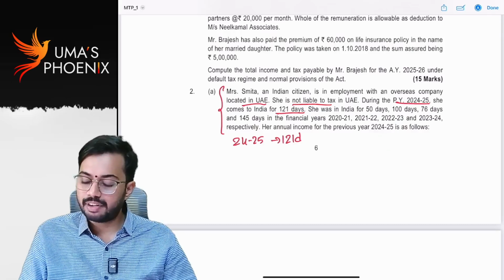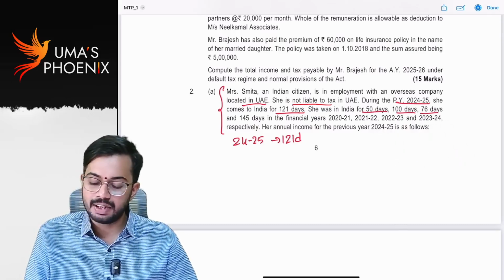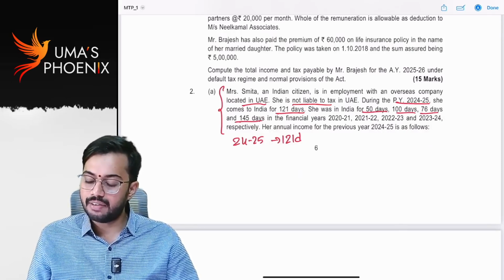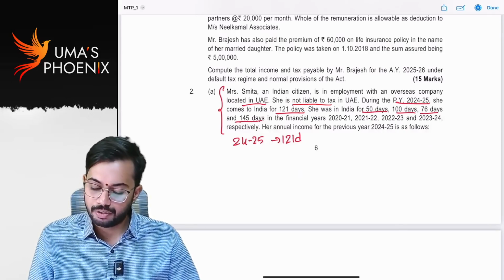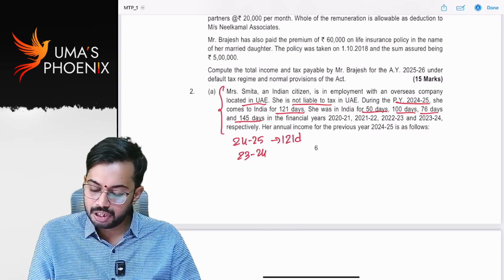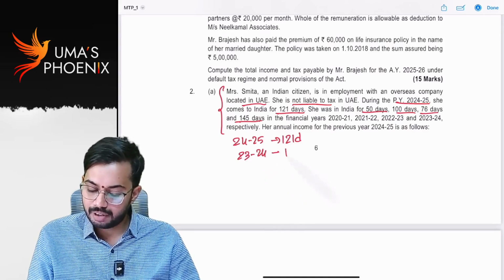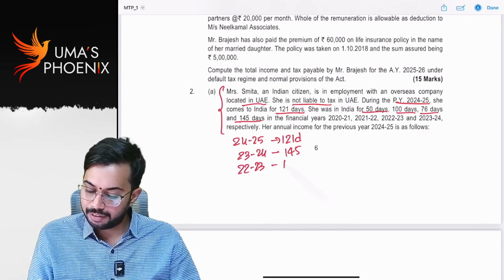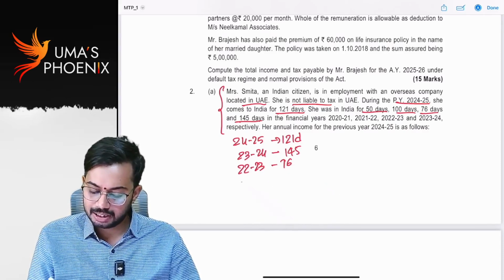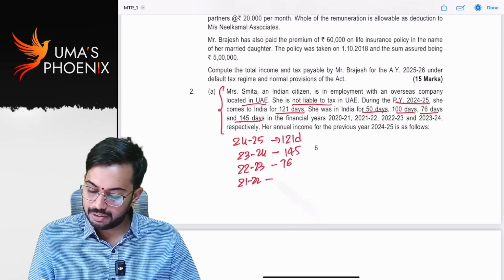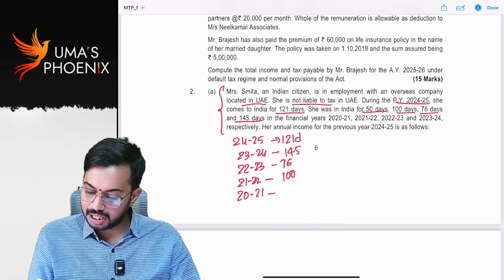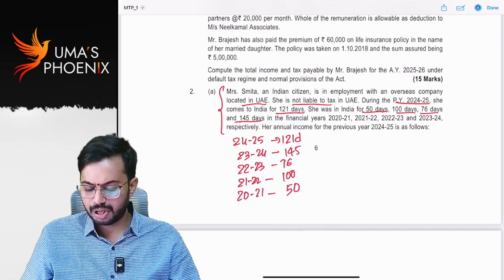She was in India for 50 days, 100 days, 76 days and 145 days in financial years 2020-21, 21-22, 22-23 and 23-24. So in 23-24, she was in India for 145 days. In 22-23, she was in India for 76 days. In 21-22, she was in India for 100 days. In 2020-21, she was in India for 50 days. Okay.